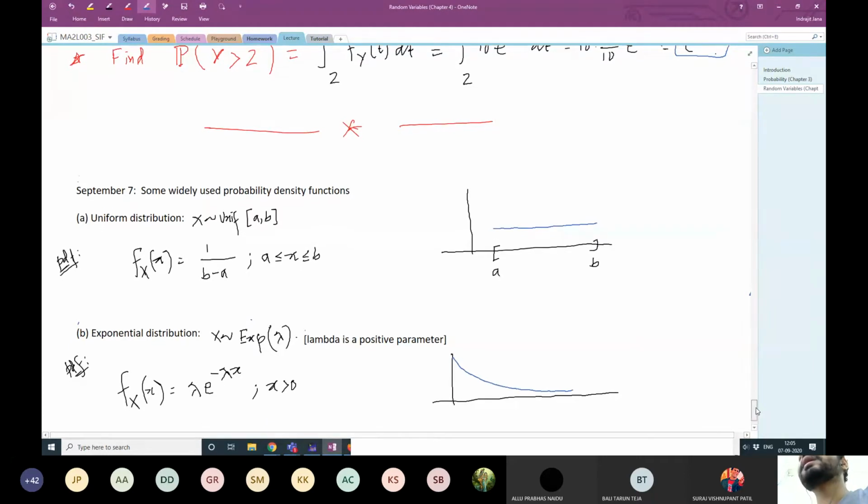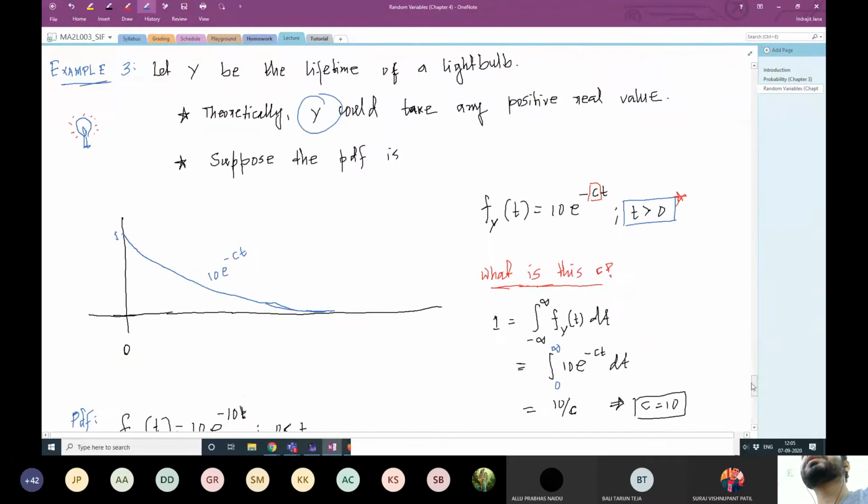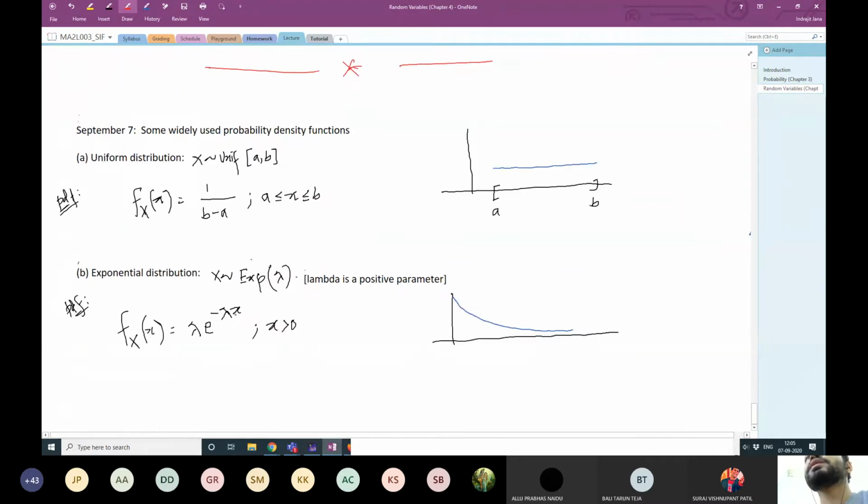If you look at the final example that we gave in the previous lecture, this random variable Y was actually an exponential distribution with parameter 10, I guess. So the PDF was 10 e to the power negative 10t, and therefore it is exponential 10 if you match with this PDF. So these are all different types of probability models. These are not the only ones, but these are very widely used probability density functions.